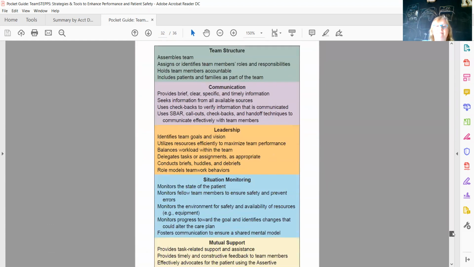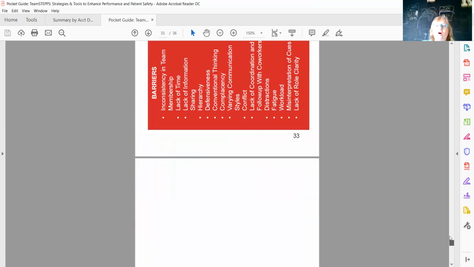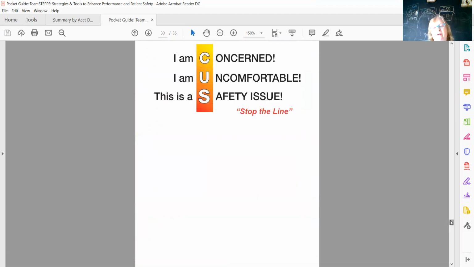stopping the line. All right, we've got some tools at the end, some observation tools and other things. All of it well developed, well done, and really one of my favorite practical handy guides, and so proud. I am so proud to see that Canada has developed a guide that really helps us to move to a much stronger place in terms of how we are working very practically in interprofessional care.